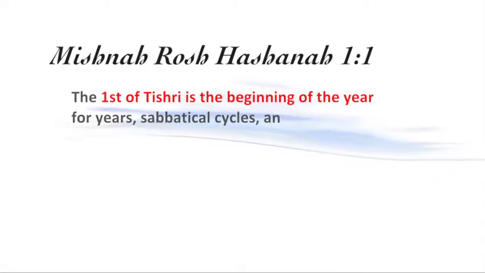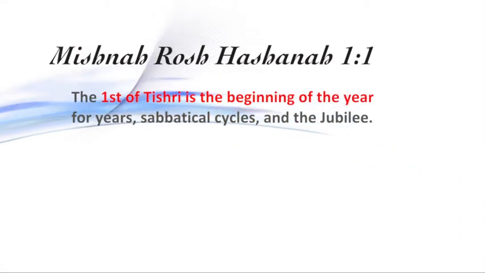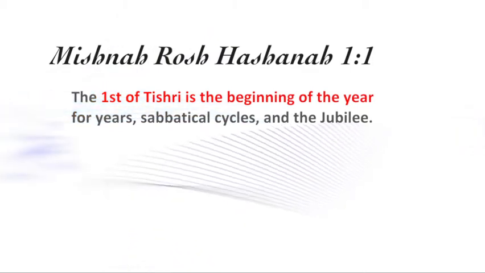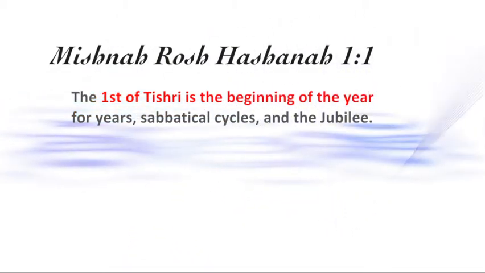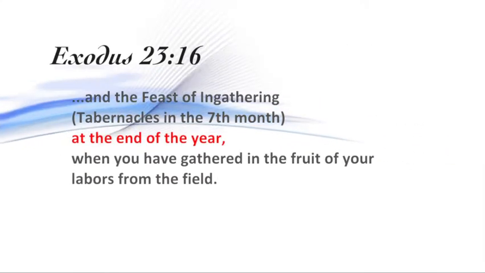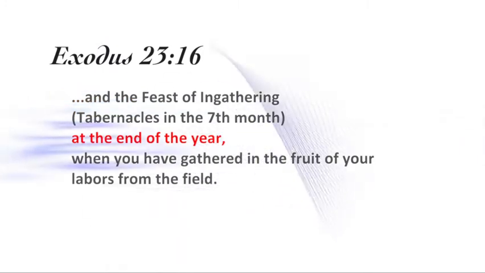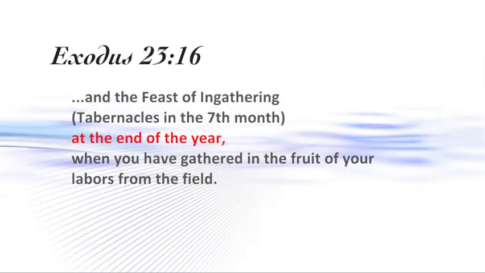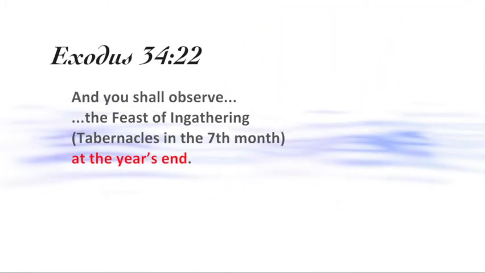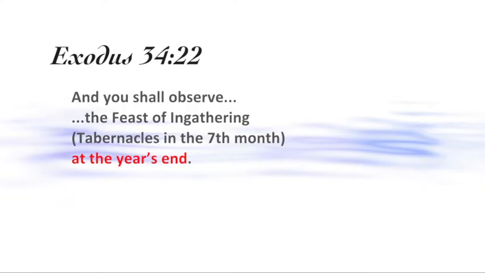Mishnah Rosh Hashanah 1:1 says, the 1st of Tishri is the beginning of the year for years, sabbatical cycles and the Jubilee. Exodus 23:16 says that the harvest feast of tabernacles in the 7th month occurs at the going out of the year. Likewise, Exodus 34:22 says this feast is at the turn of the year. Later, we will see that for the kings who reigned from Jerusalem, their regnal years started in Tishri, not Nisan.